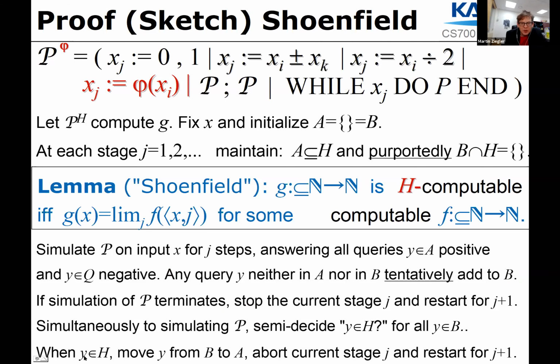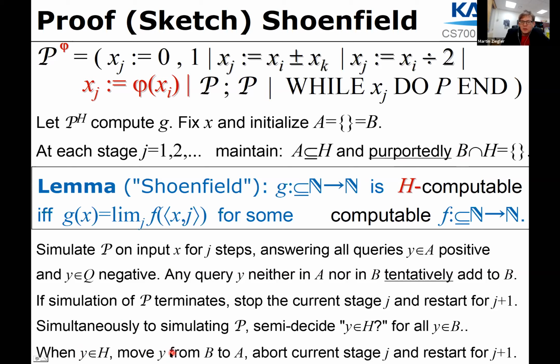When the query turns out to be a positive instance of the halting problem, then we have made a mistake. We had put it into the set B of negative instances of the halting problem. We may have answered queries negatively, but that may have been a mistake, because eventually we realize that the instance does belong to H.